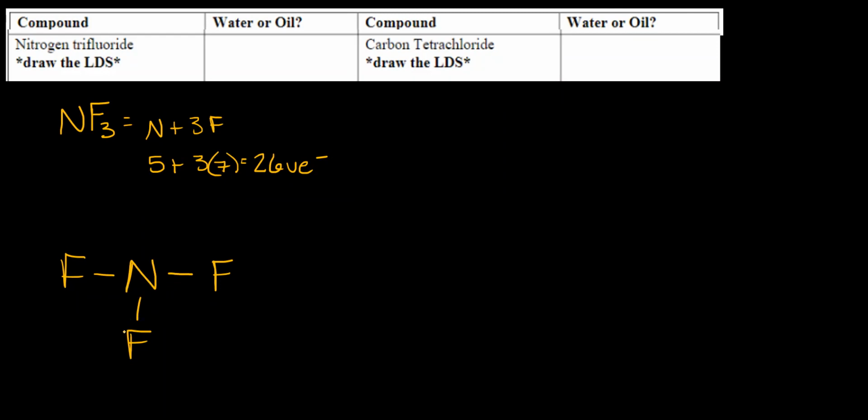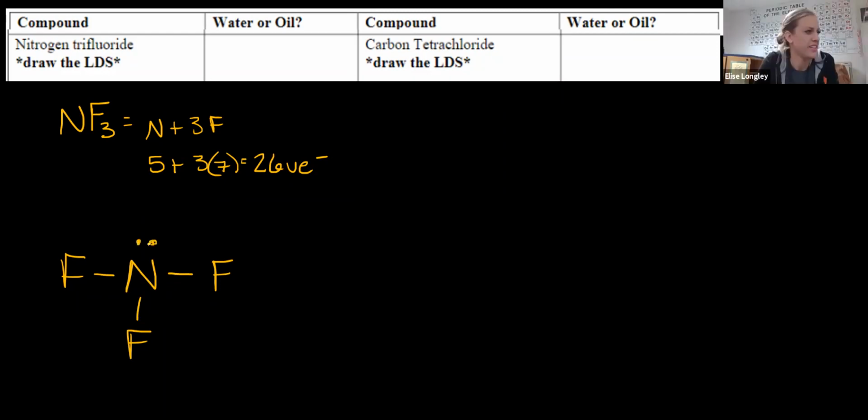Now you do 2 dots over N. Okay. So that gives me 8 around nitrogen. That's beautiful. It's what it wants. Now what do I do?